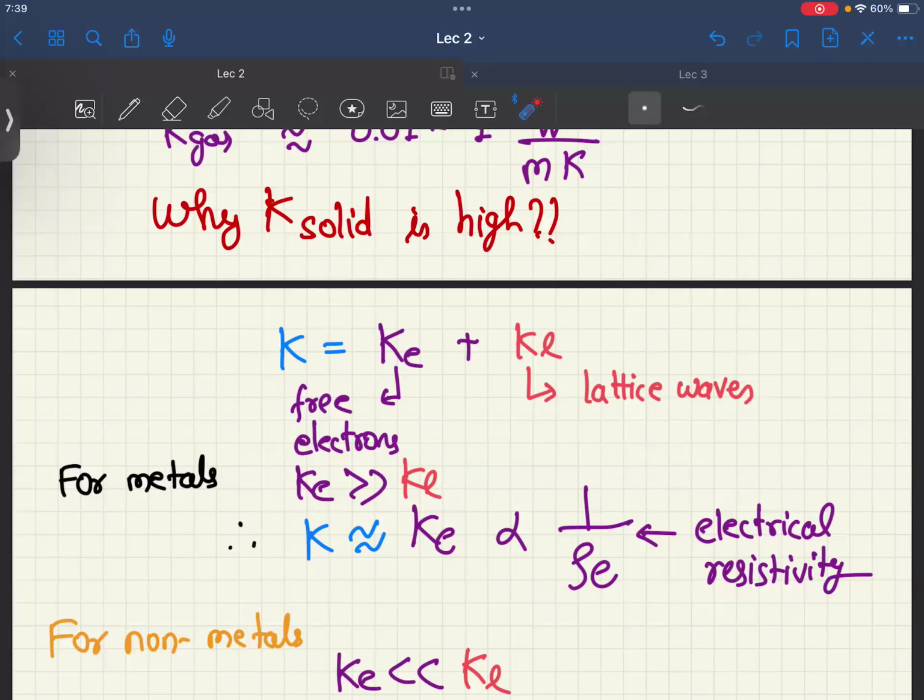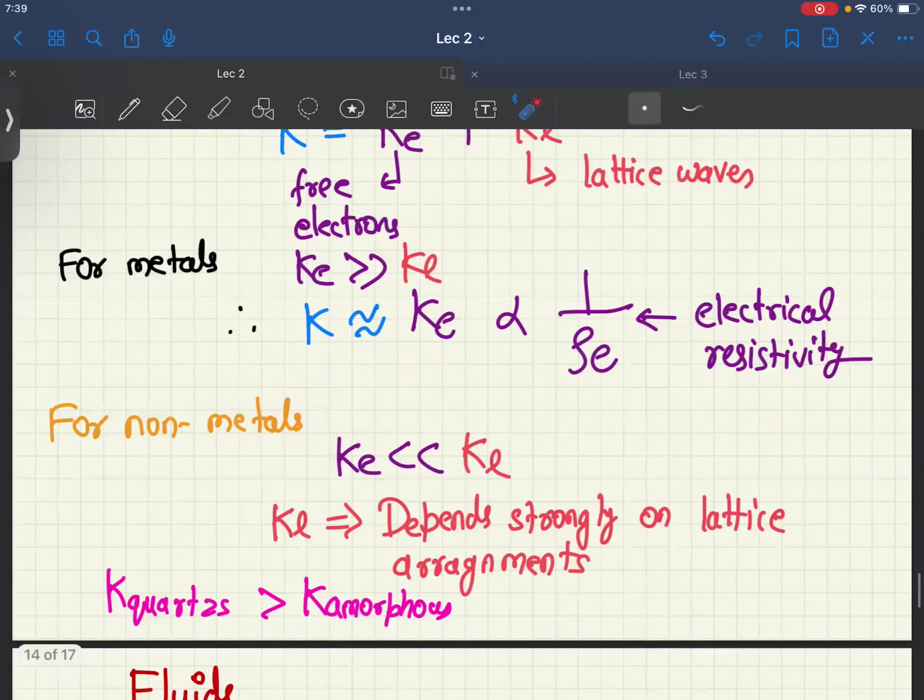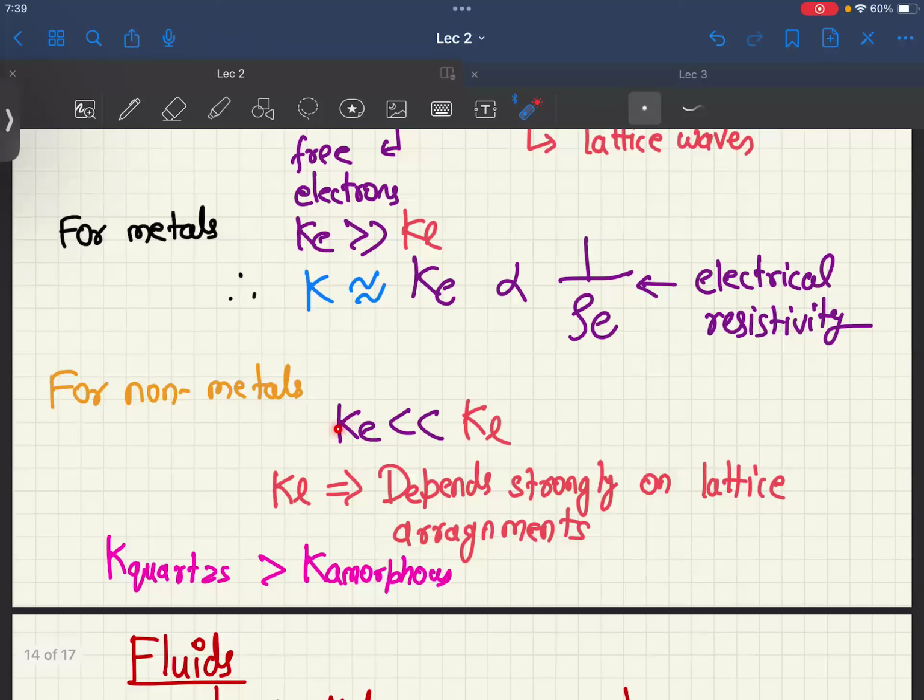And the inverse of this thermal conductivity is nothing but electrical resistivity. Okay, for non-metals the contribution of lattice wave is very high as compared to that of free electrons, right? Because of this, the thermal conductivity of liquids or gases is very less as compared to that of solids. Okay? And that is the reason why the thermal conductivity of solids is much higher than that of liquids or gases. Okay? Any questions?